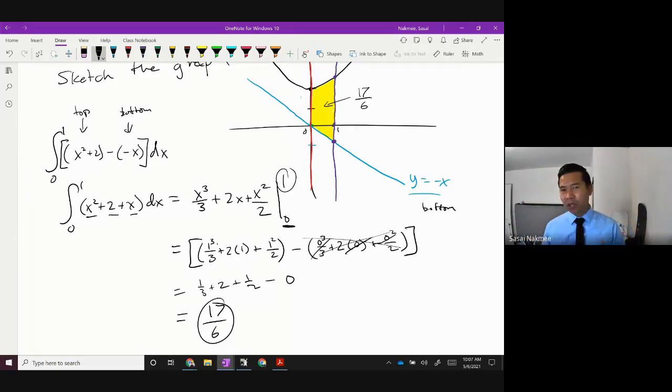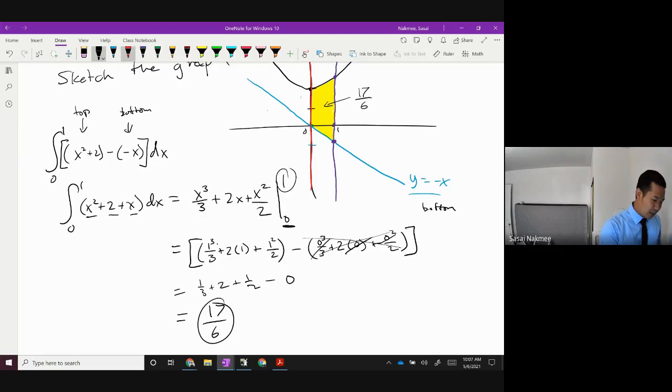Area between two curves, is it really difficult? I'm hoping you're going to say no. The concept of it is a very easy concept. The actual doing of the integrals can get a little tricky sometimes. But all you're doing is just taking the integral of the top function minus the bottom function, and that's it. That's all it is.